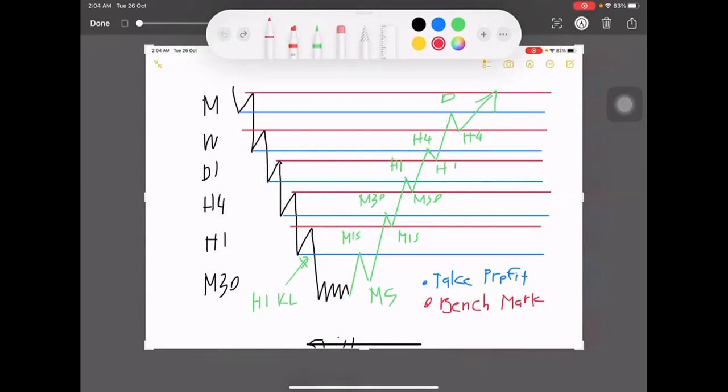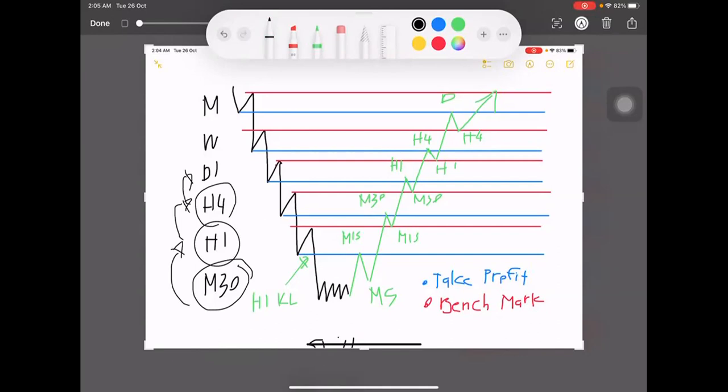Okay. Price broke M30 to H1 key level, and from H1 the benchmark will be M30. Okay, this one. Basically, price moves from one breakout to another breakout, isn't it? H1 goes to another breakout, which is H4, right? And H4 goes to D1.